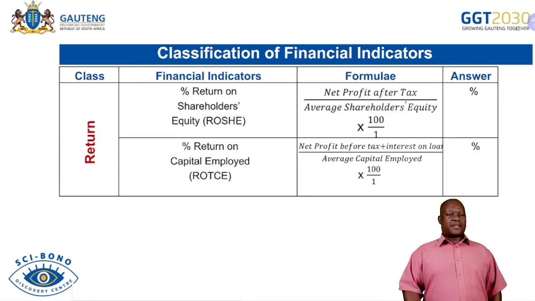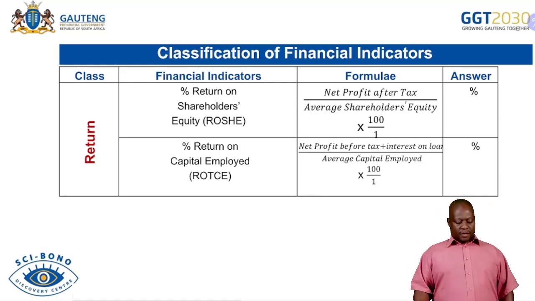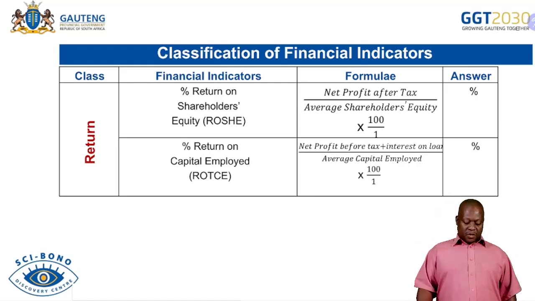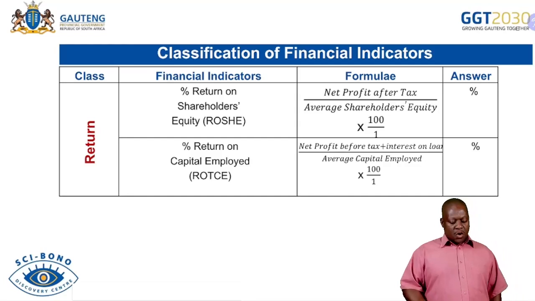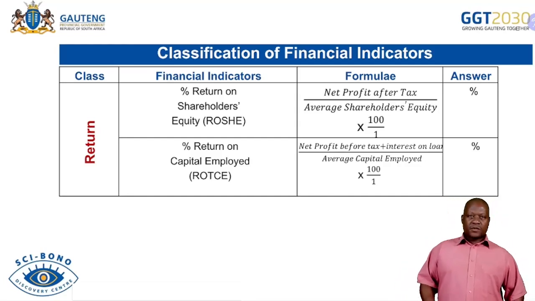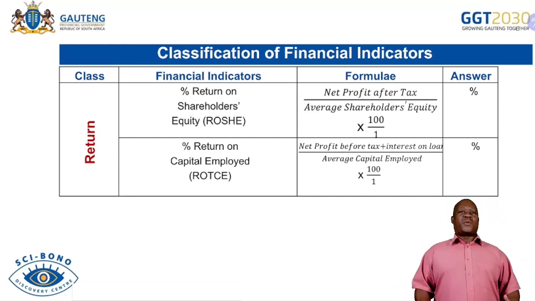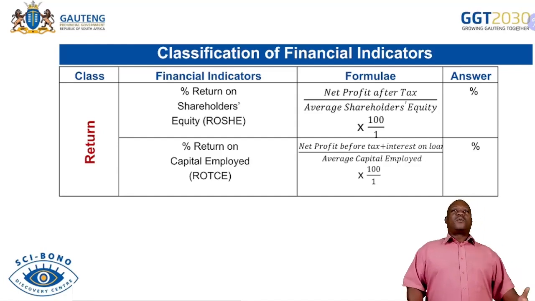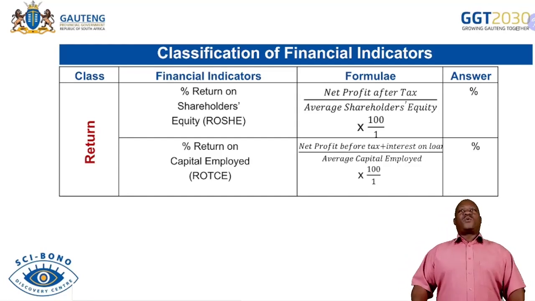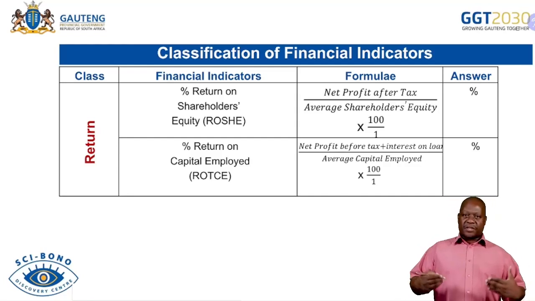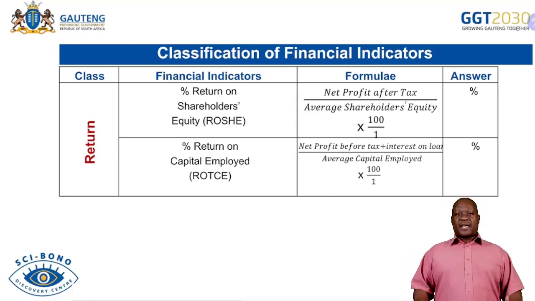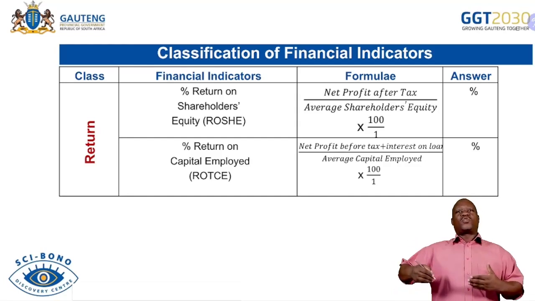Now, we move on to the next class of ratios, the return ratios. Please look into these two. They look a little bit the same, but are very different. The return on shareholders' equity. Please remember, whenever you see the word return, we are looking into net profit, right? Because whenever you invest in a company, the profits that the company makes are the returns to the shareholders. So in other words, returns simply means profit.